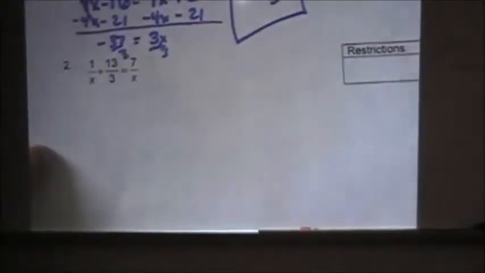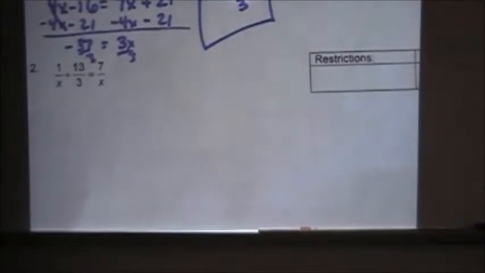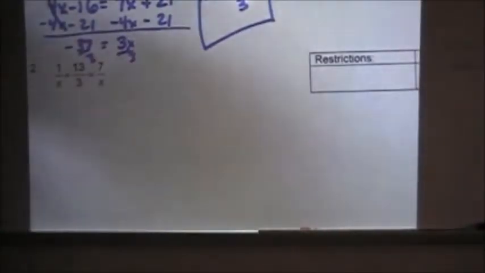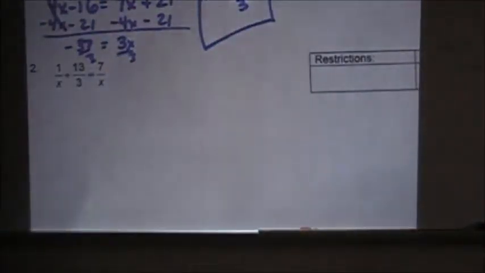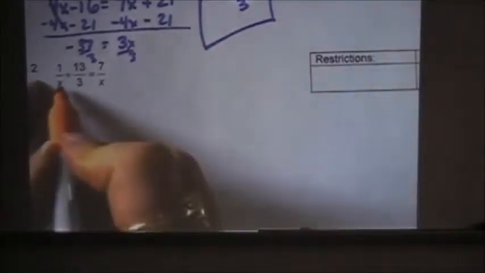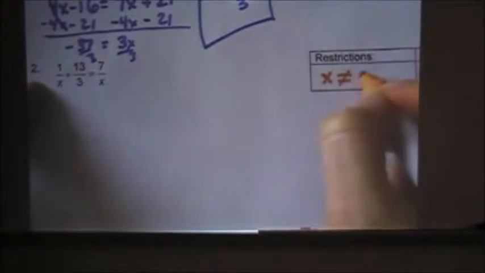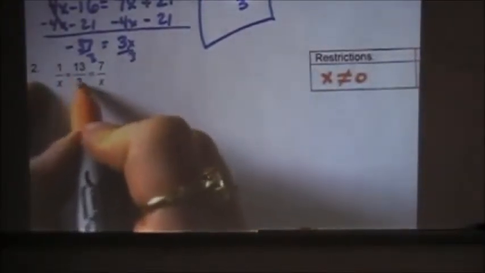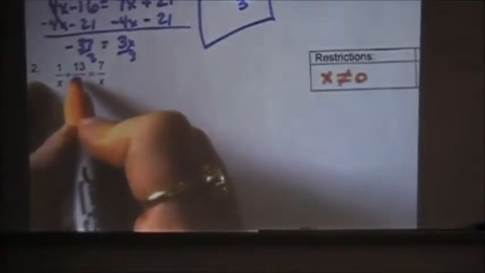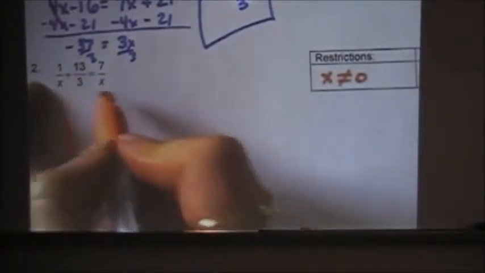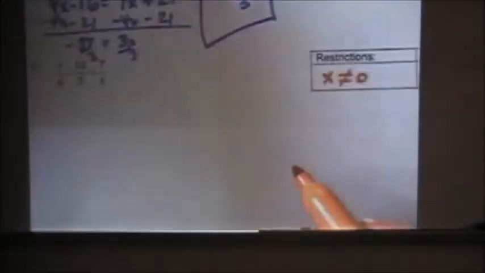So let's do another one. I first have to identify what x cannot be. What would cause these denominators to go to 0? Well, in this case, the only thing that would cause this to go to 0 is 0. X cannot be 0. This fraction isn't affected because it has no x on the bottom. Nothing I do is going to change that from being a 3. So the only restriction I have is x can't be 0.